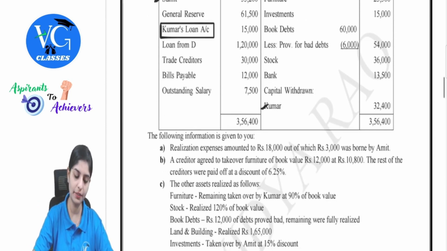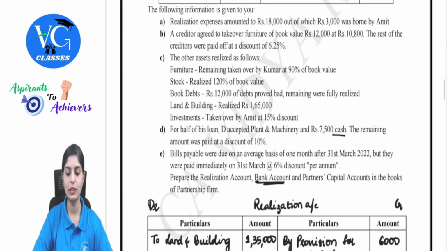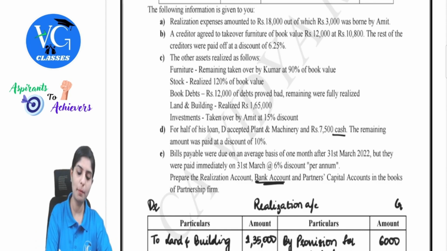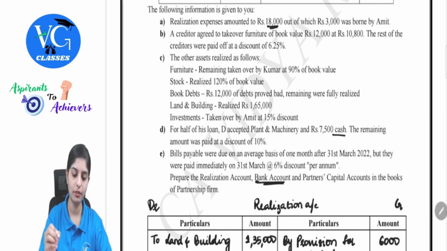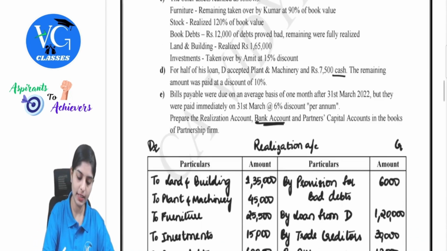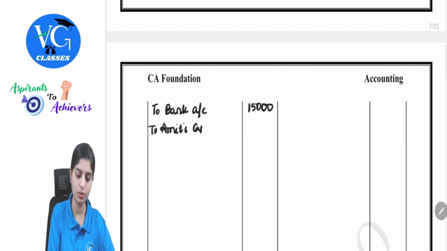Now let's move to what is given in the information. Realization expenses amounted to 18,000, out of which 3,000 was borne by Amit. Who is Amit? One of the partners. So what will be the journal entry for this? Realization account debit, because expense is represented there. To cash or bank, that is bank account is credited, 15,000, and balance 3,000 will go to Amit's capital. So realization account debit to bank account 15,000, to Amit's capital, since 3,000 is borne by Amit, 3,000.